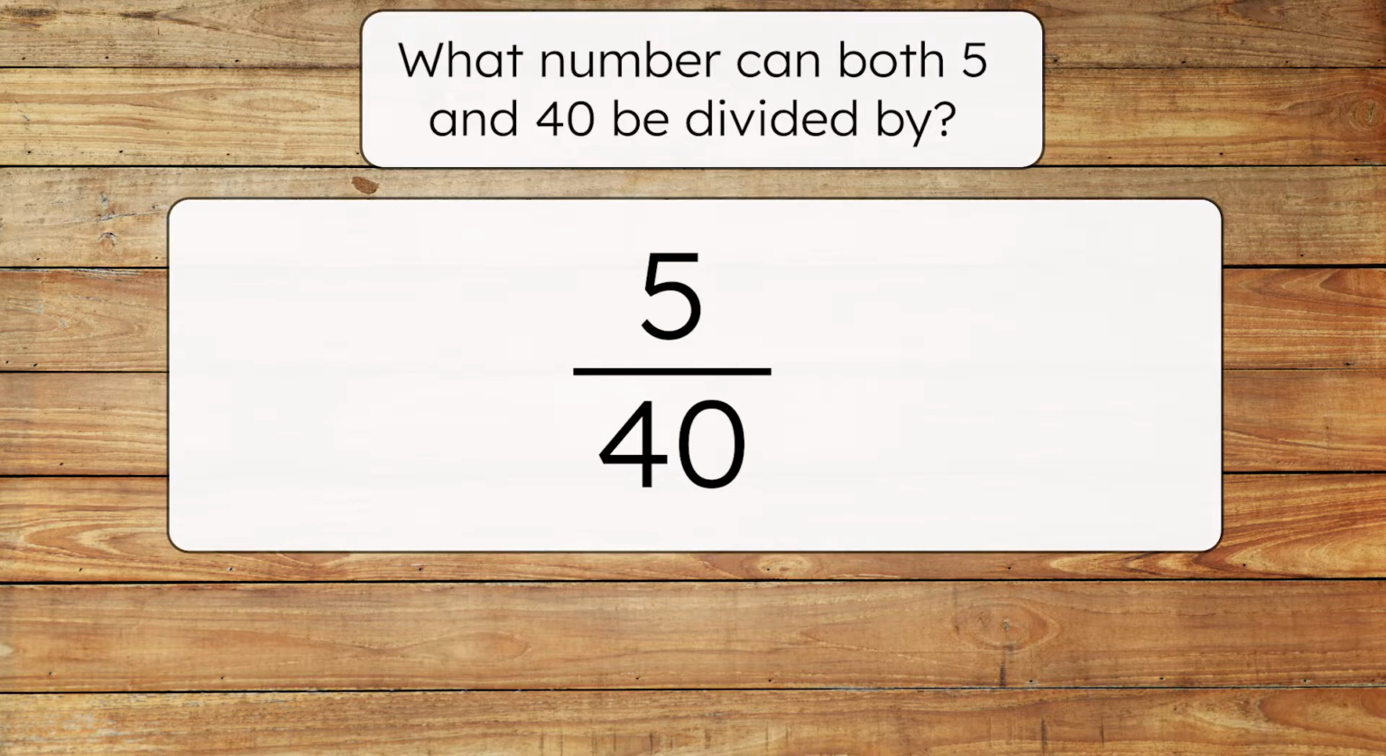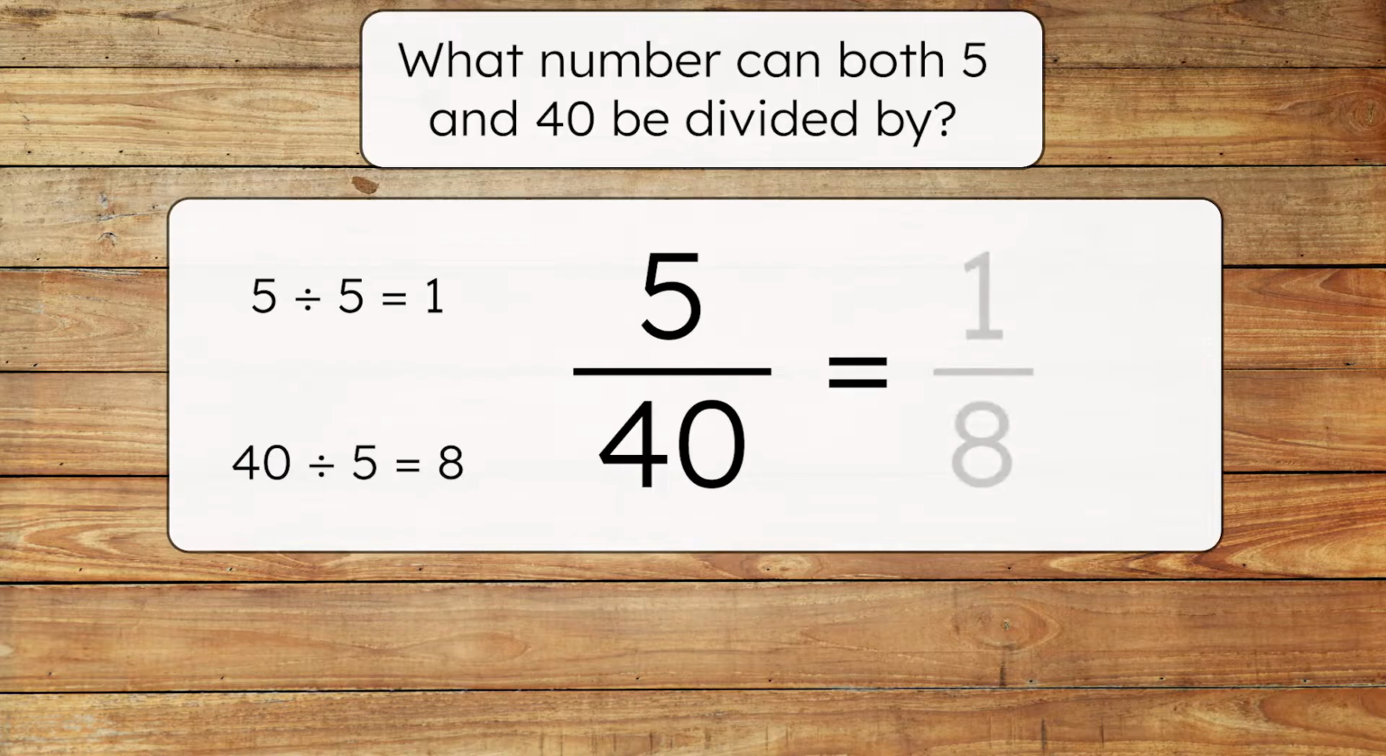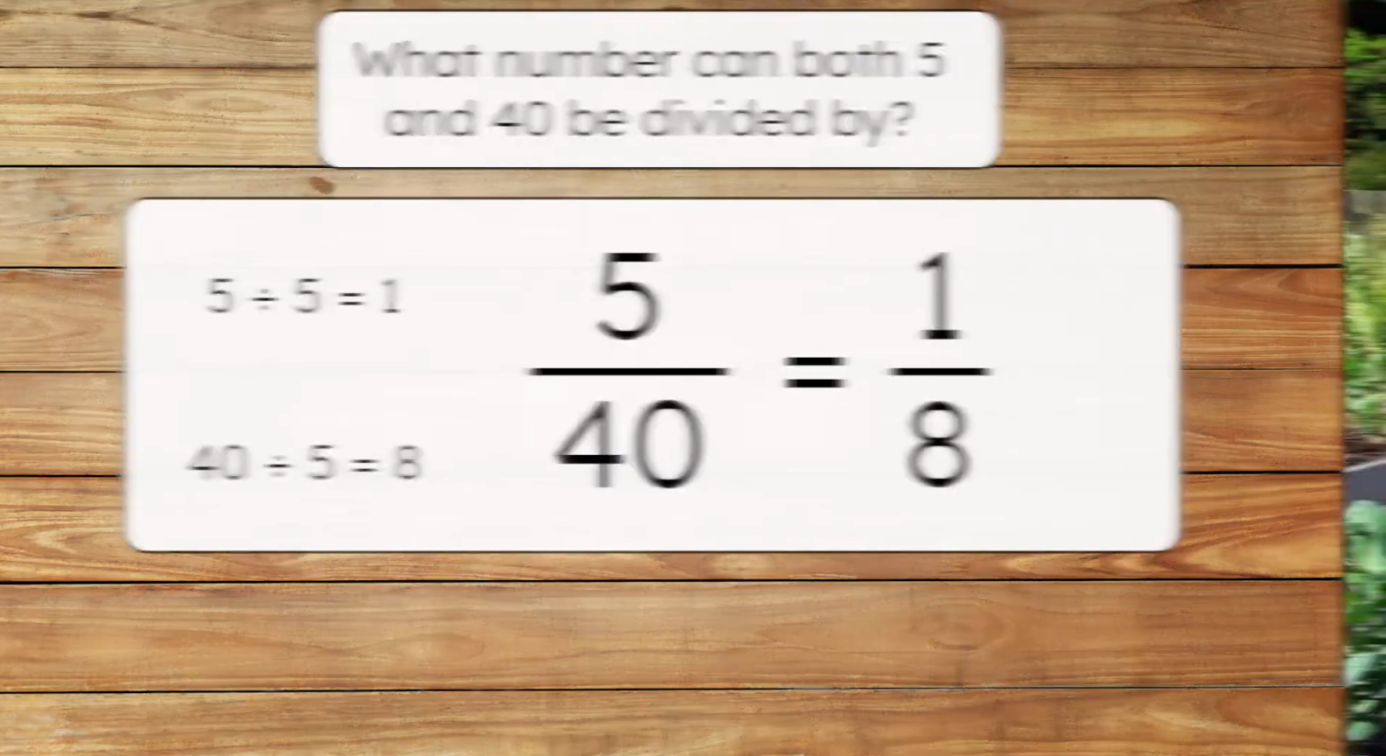They're both divisible by 5. 5 divided by 5 is 1, and 40 divided by 5 is 8. So 5/40ths is equivalent to 1/8. 1/8, or one of the 8 plots in the garden, is available for us to plant on. That's so much simpler to understand.